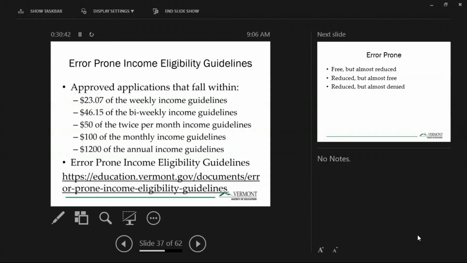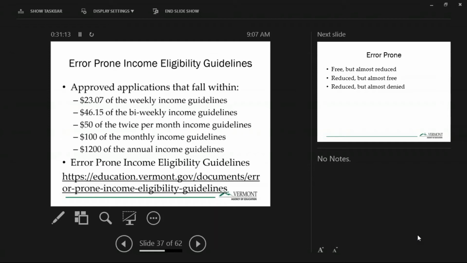But if you get an application where they just report twice per month income information, you don't have to convert it up to annual to figure out whether or not it's error-prone. You can use these threshold guidelines to make that determination. So I hope, per Rosie's free and reduced price meal class at Summer Institute and per our past instruction, that as you've been approving applications this year, you've been paying attention to see whether or not they are what we consider error-prone.